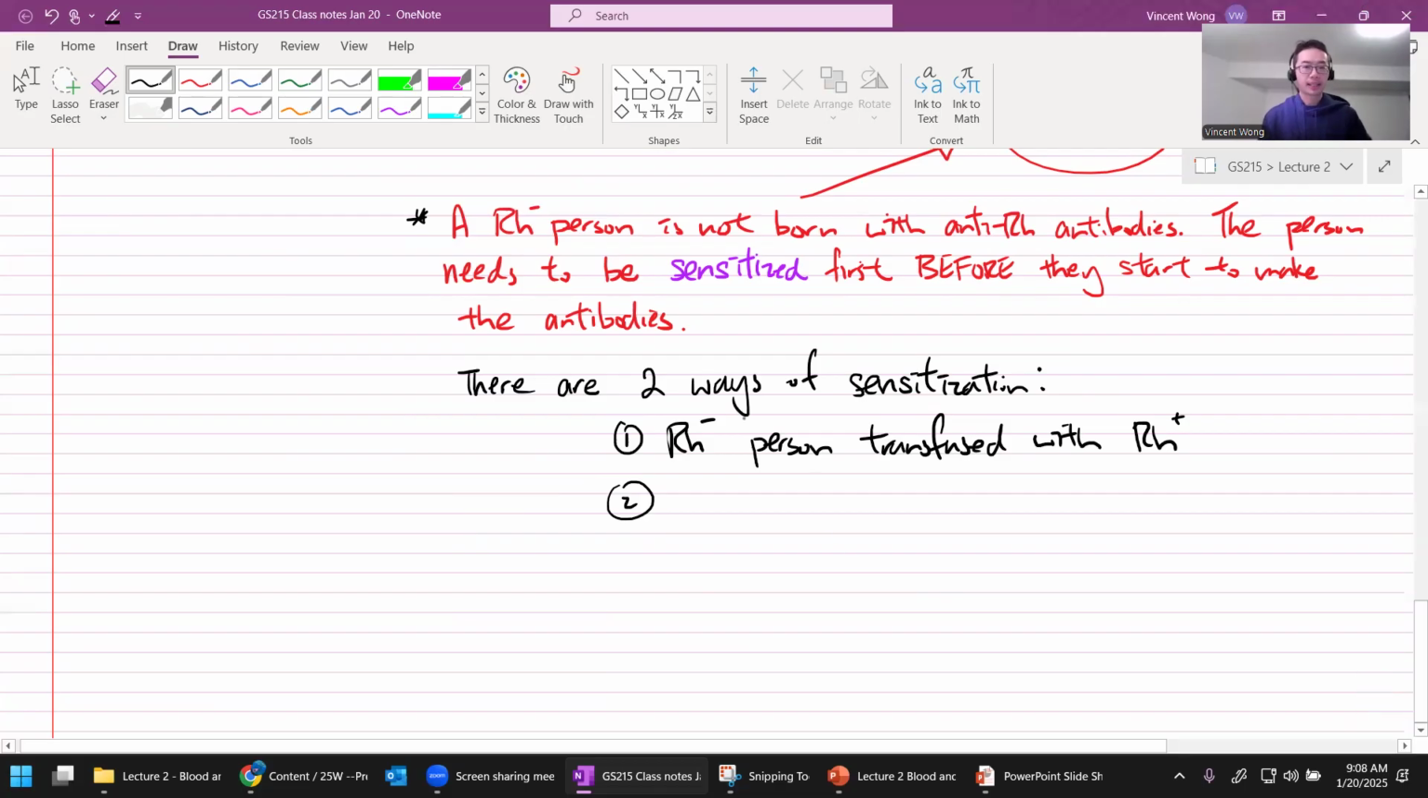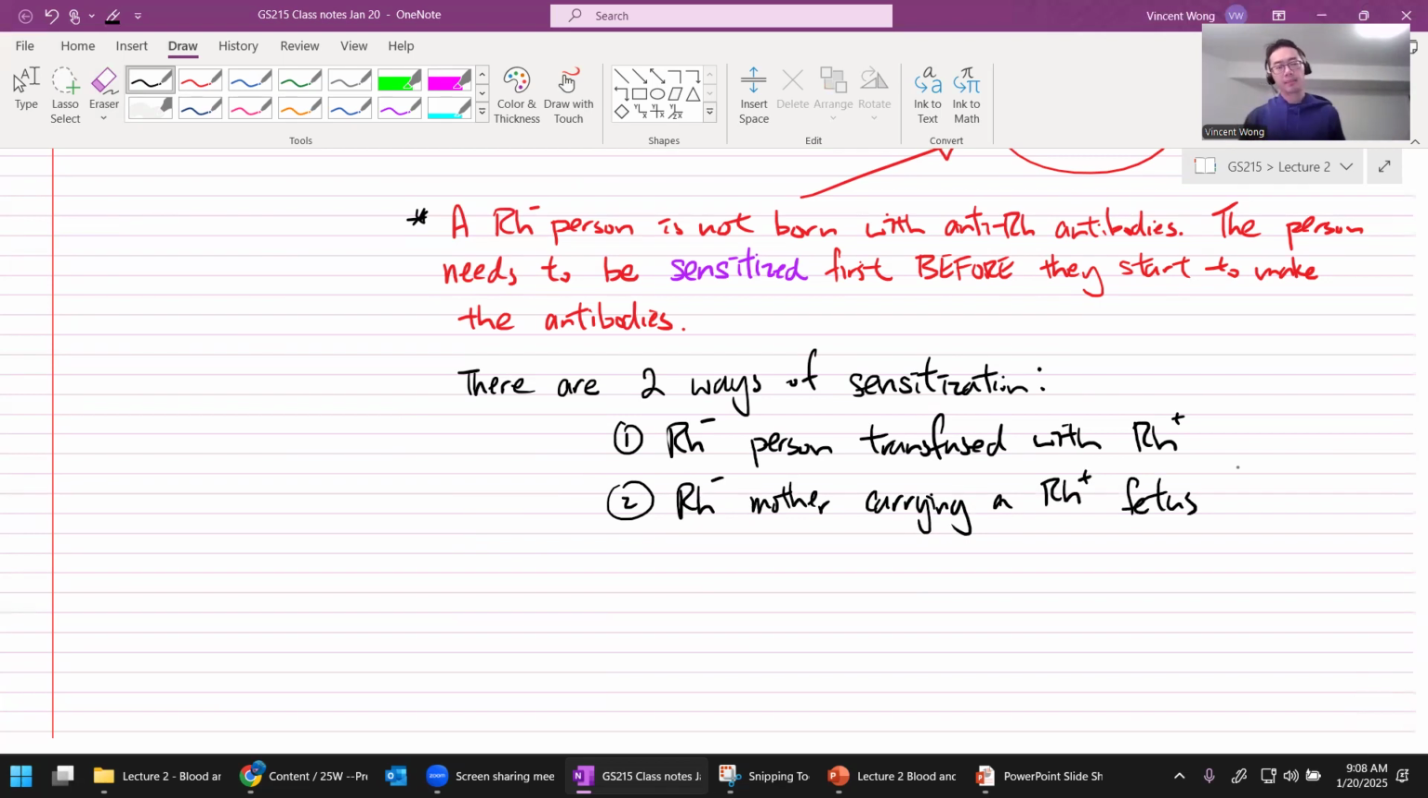Pregnancy. That's right. Okay. Pregnancy. Rh negative mother carrying a Rh positive baby. Fetus. We'll say fetus. Okay. We're going to talk more about that in a bit.